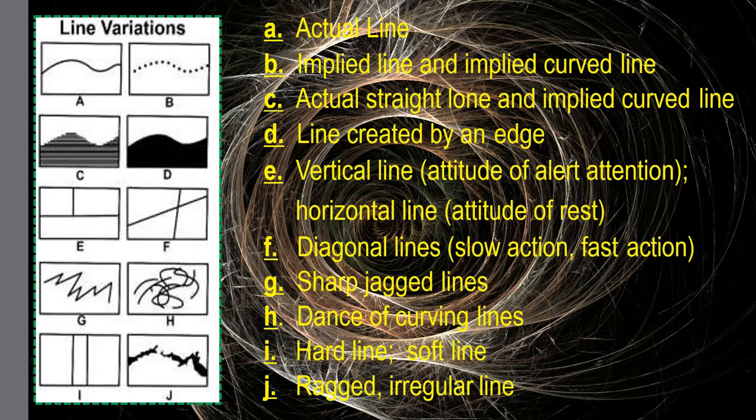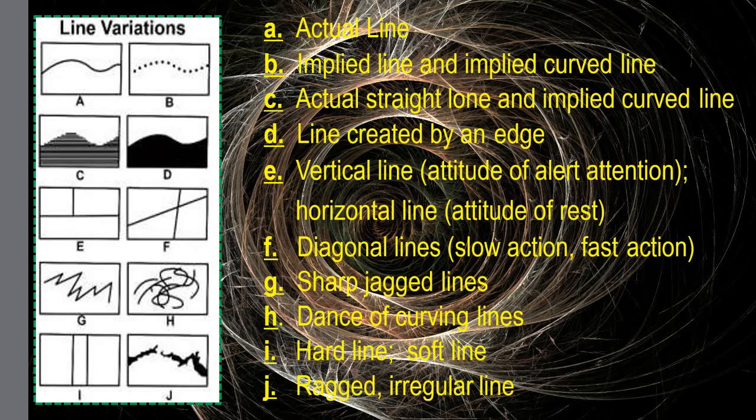As we can see on our screen, the line variations: letter A, actual line; B, implied line and implied curved line; C, actual straight, long and implied curved line; D, line created by an edge; E, vertical line, attitude of alert attention; horizontal line, attitude of rest.